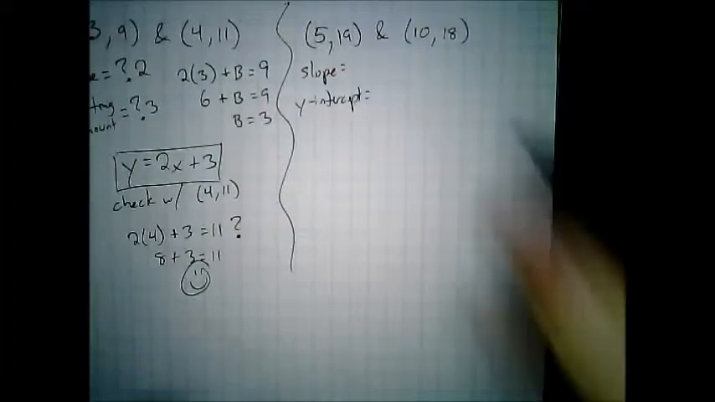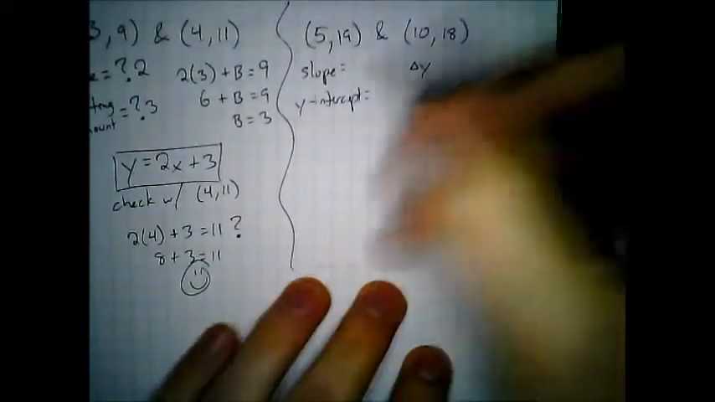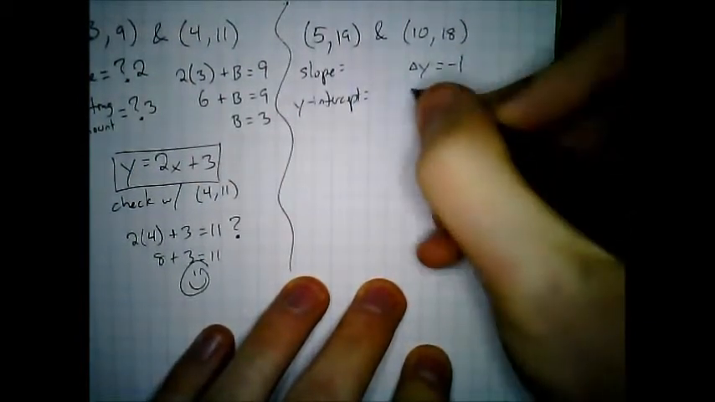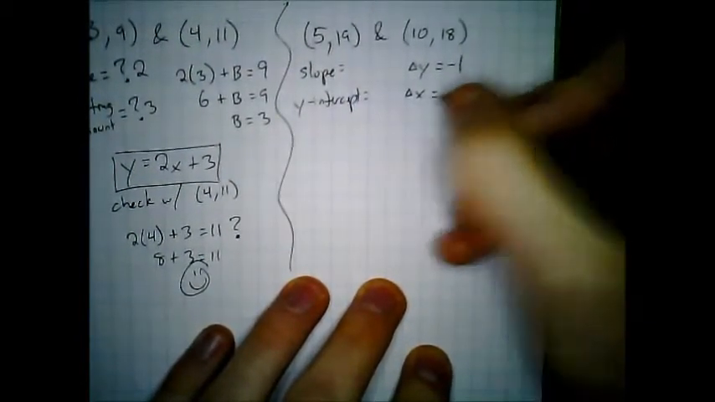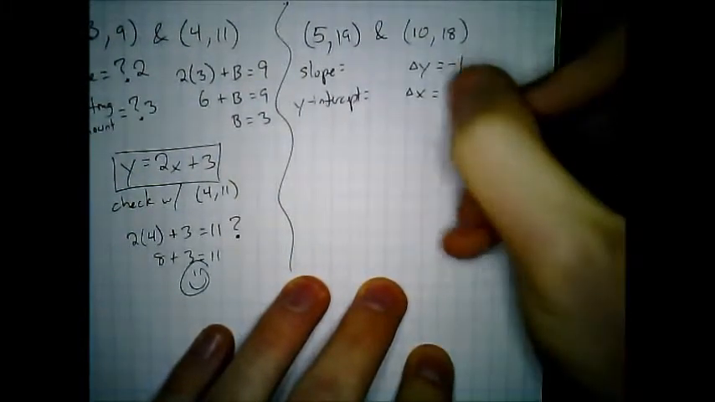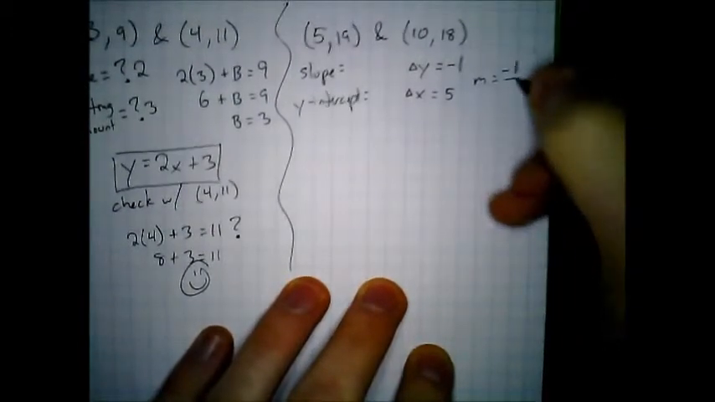We know how to find the slope. We need our delta y and our delta x. Our delta y is, well, we're going from 19 tiles to 18 tiles. That means we subtract 1 tile. And our delta x is how frequently are we subtracting these 1 tiles? Well, we're going from figure 5 to figure 10. So we're subtracting 1 tile every 5 figures, so our slope is negative 1/5.